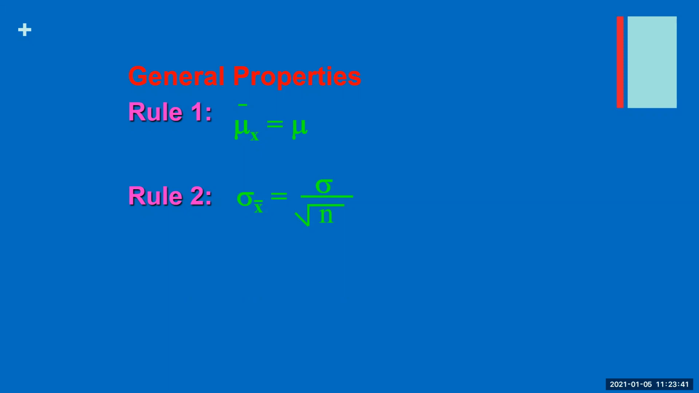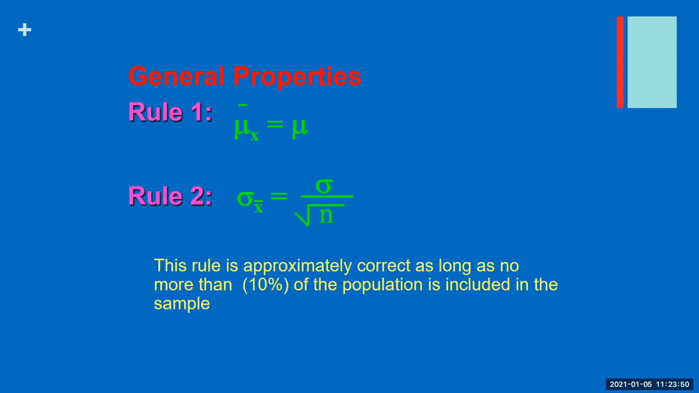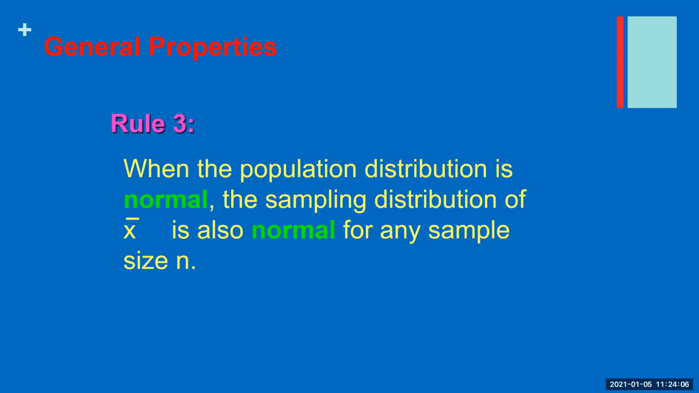So if we have the population standard deviation, we can take sigma and divide it by the square root of n, your sample size. And this rule works as long as we have an approximately normal curve, as long as no more than 10% of the population is included in the sample. And when the population distribution is normal, the sampling distribution of the sample mean is also normal for any sample size n.